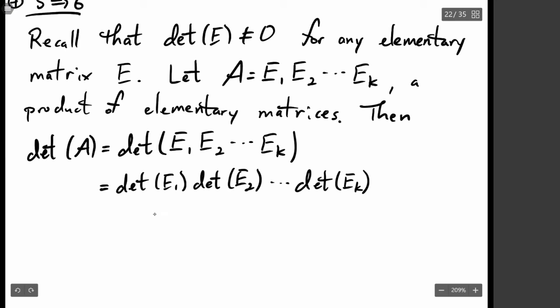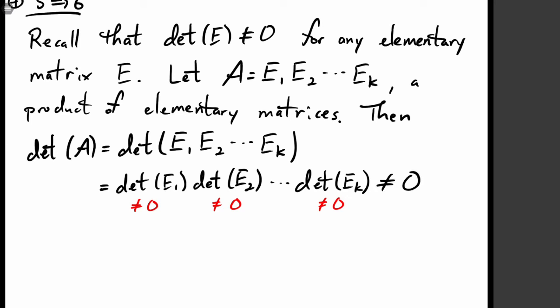But what do we know? Well, we know that this isn't 0. We know that this isn't 0. We know that this isn't 0. And neither is anything in between. So this is not 0. Ta-da! We've now shown that if A can be written as a product of elementary matrices, then it does not have a 0 determinant. In other words, the determinant is non-zero.